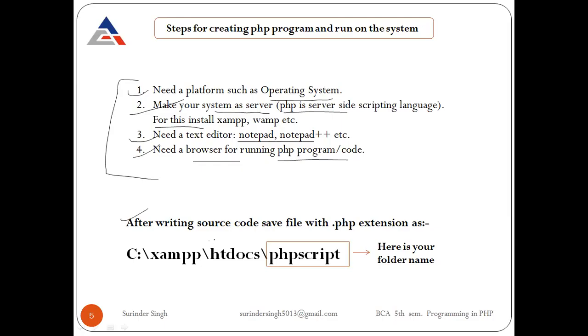After writing source code, you have to save your file with the .php extension in the following path. In the C drive, there is the XAMPP folder, and in it a subfolder htdocs. In that folder, create any folder with any name, then save your PHP files in that folder. Clear? In detail, we will see it in tomorrow's lecture.